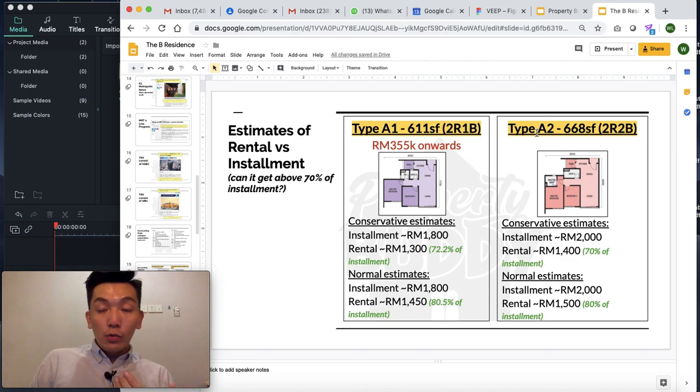And for the A2, the difference is that it's a 2-bedder, 2-bathroom. So we just project it 100 premium against the one bathroom. So it's 1,004 versus 1,003, 1,005 versus 1,450. Are they still within the range? Definitely yes. Are they still covering the installment by more than 70%? Yes.